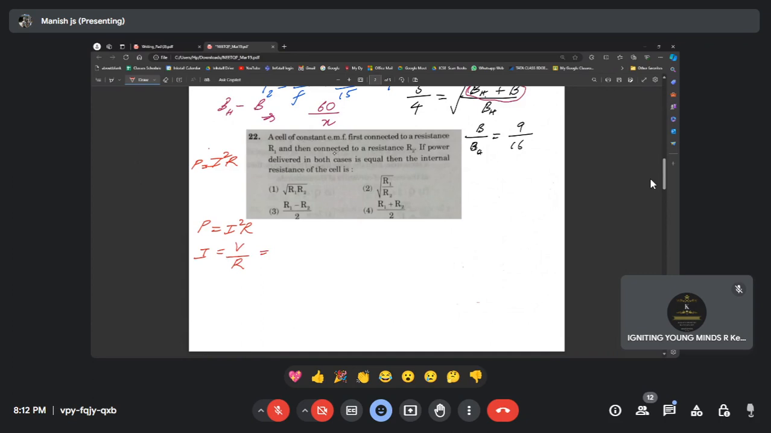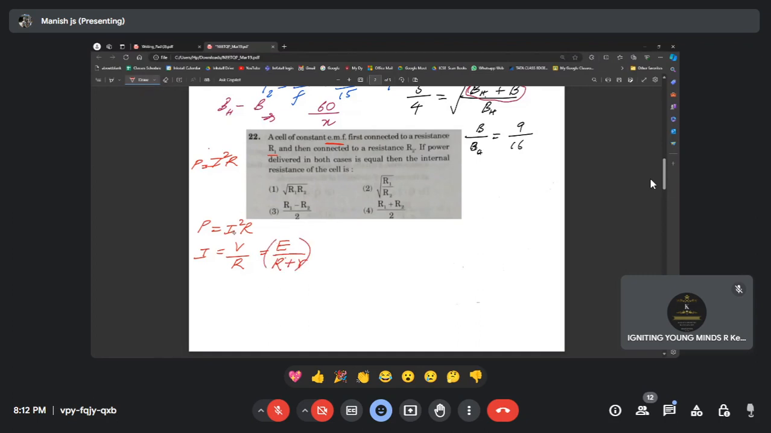Here they are talking about EMF. When you say EMF, we can substitute the value instead of V, we will write it as E. Both are same. Okay, so it's E upon R. R is nothing but the total resistance of the cell. Now when the cell is connected to a resistance, what will be the total resistance? It will be total capital R plus small r, which is the internal resistance of your cell or battery. So that is the value of I.